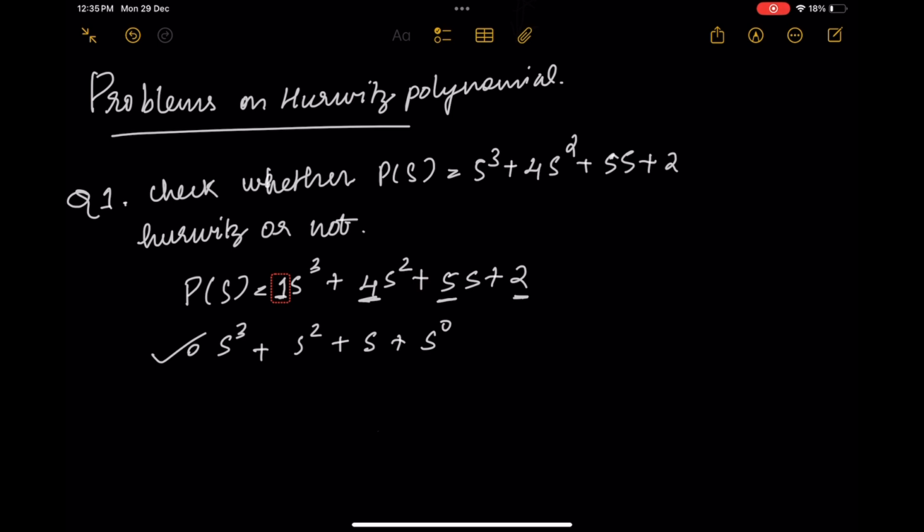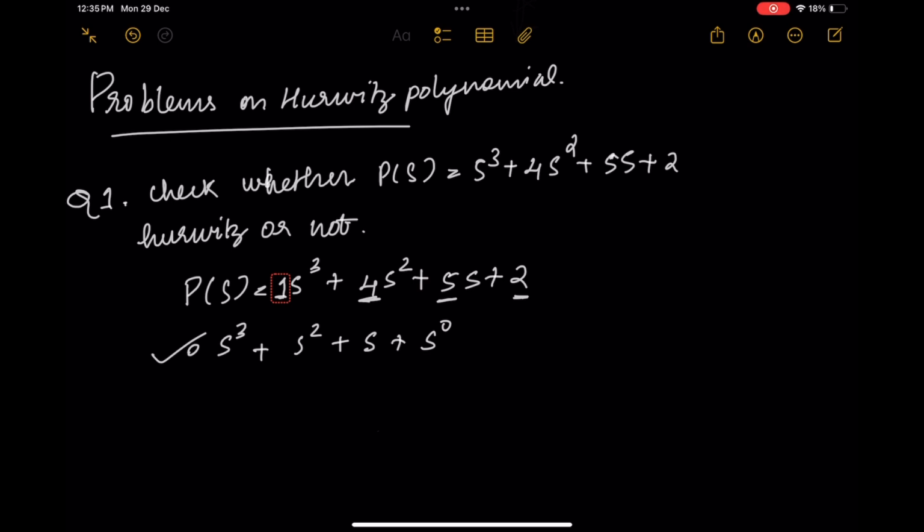Then we'll move on to check whether the terms are either even only or odd only. So now I've checked it. There is s cube and s square. It means it's neither completely odd nor completely even. It is a mixed polynomial.